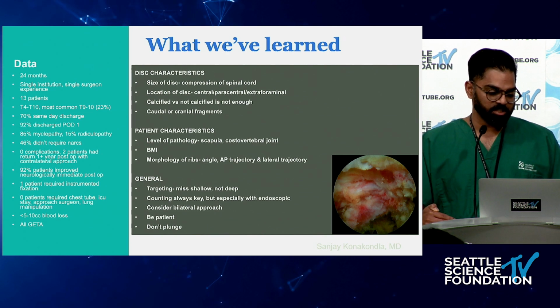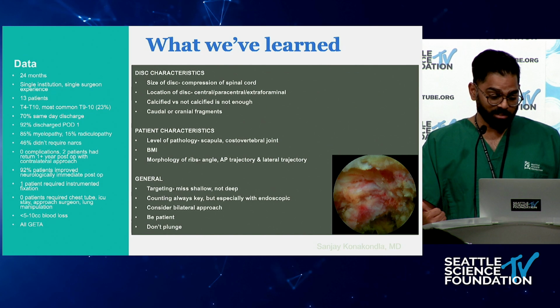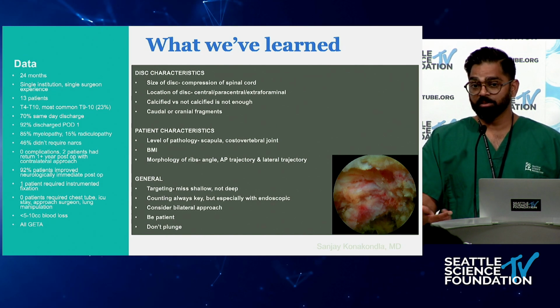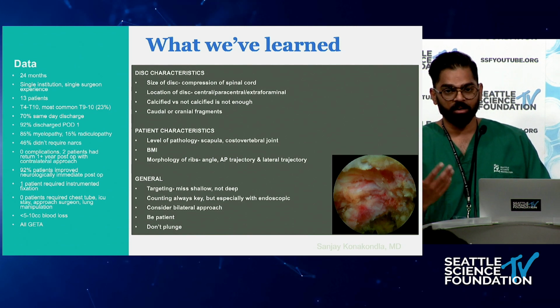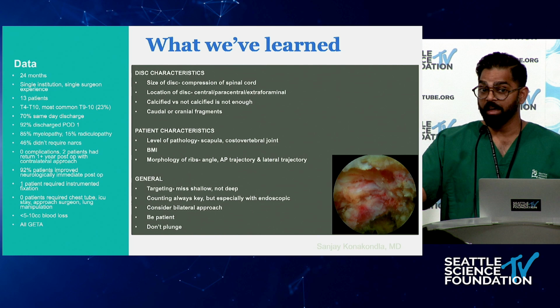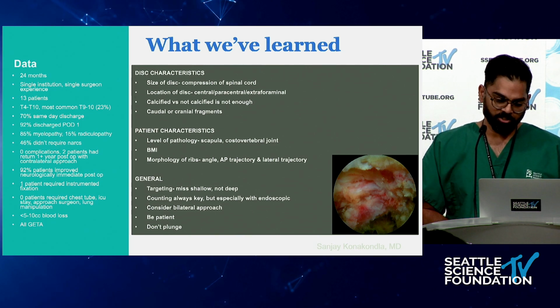So, we looked at that, and how do we characterize these patients to be endoscopic candidates, right? There's disc characteristics, patient characteristics, and general considerations. So size of the disc, location of the disc, whether it's paracentral, or if it's extraforaminal, you don't even have to see the spinal cord, right? You're aiming specifically at a very different place. Calcified versus non-calcified, and then more detail about it, right? Whether it's caudal, cranial, will change your trajectory.